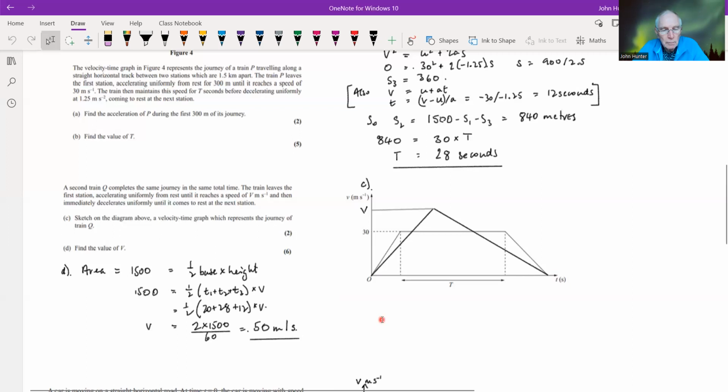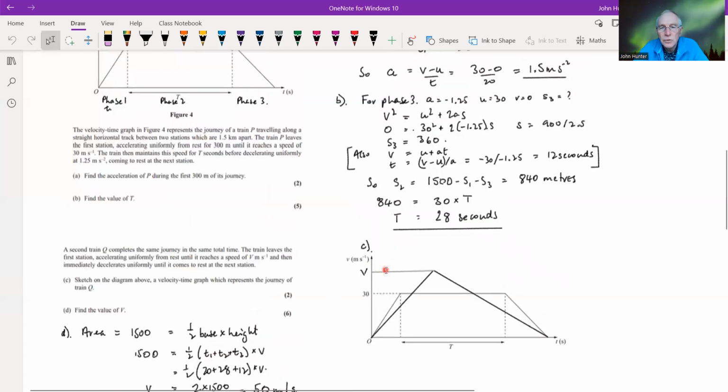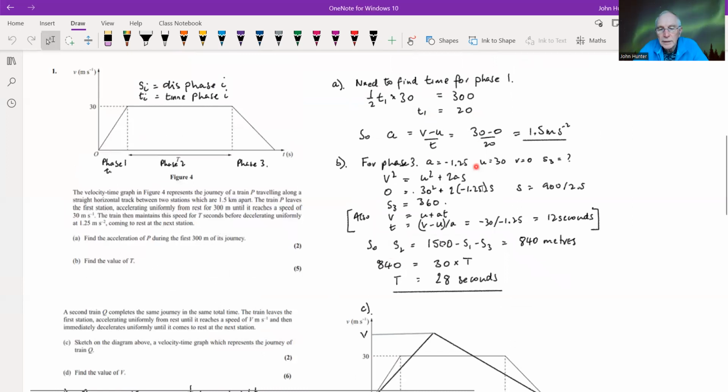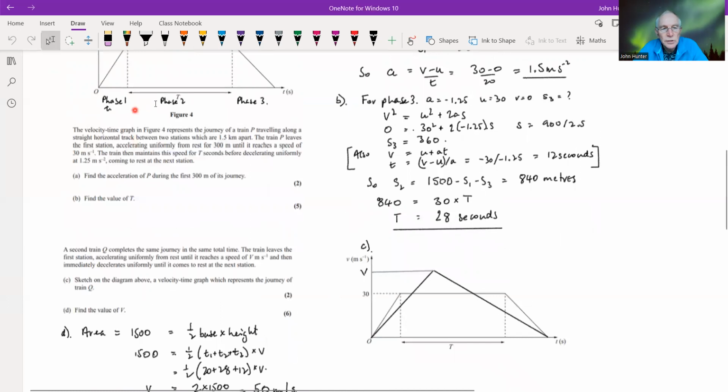Okay, now in order to do this, well, again, we know it's 1500, same journey. And this area here is going to be half base times the height. And the total time is done in the total time, so that is this T1 plus T2 plus T3. Well, we actually know T1 and T2 from the first two bits of the question. We worked out T1 is 20, T2, which is the same as this big T, 28 seconds. We don't actually know T3.